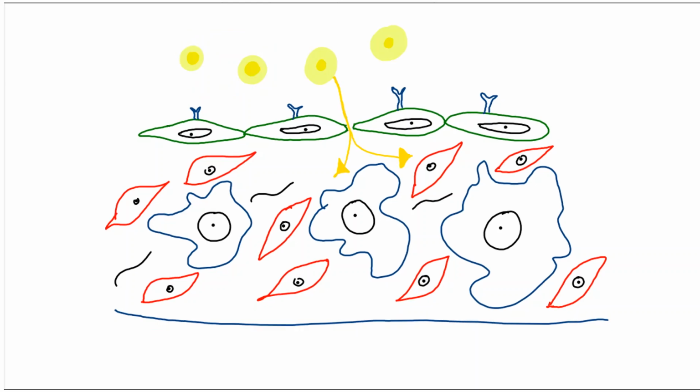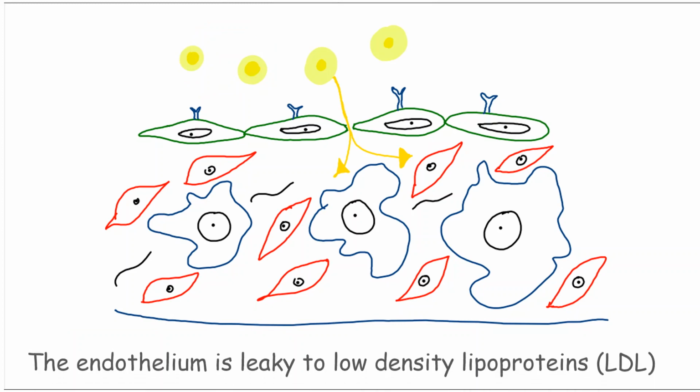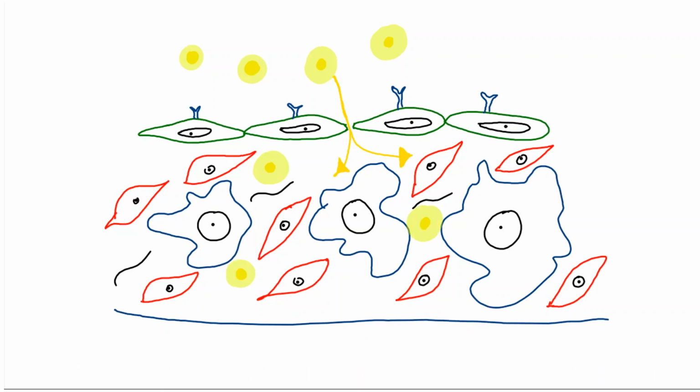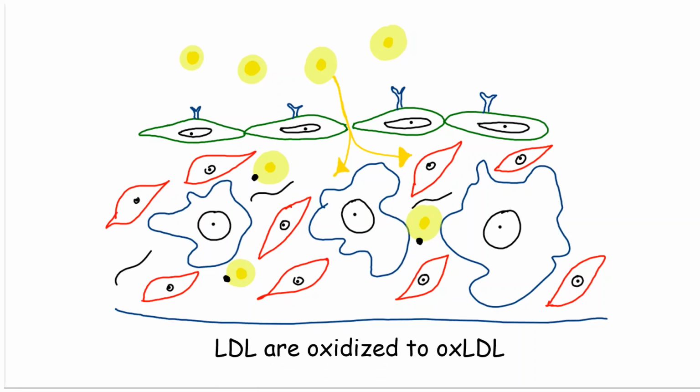The other dimension of the endothelial dysfunction is increased permeability of the endothelium to lipoproteins, particularly the low-density lipoproteins. These find their way into the subendothelial space through an abnormal pathway. Once in the subendothelial space, the LDL are oxidized to oxidized LDL.